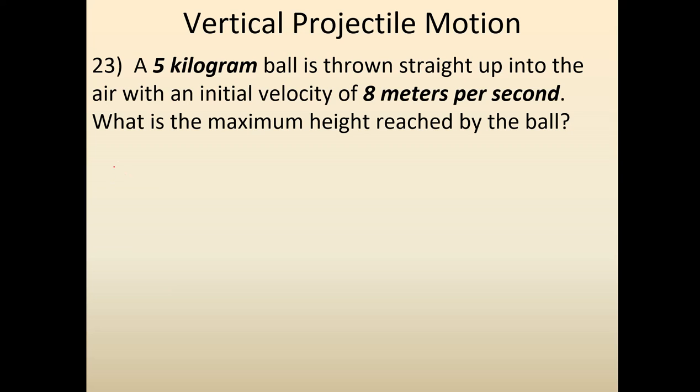All right, so again, d, vi, vf, a, t. Ball is thrown straight up, so upwards with 8 meters per second. My acceleration is always negative 10. The maximum height, that's d. One of these terms is going to be 0, and it's going to be the vf, because at max height the final velocity is 0.